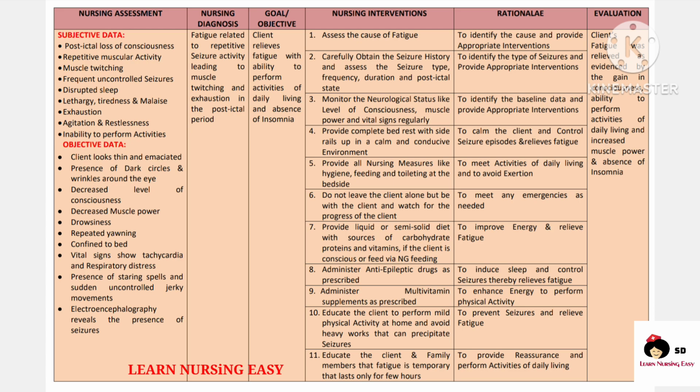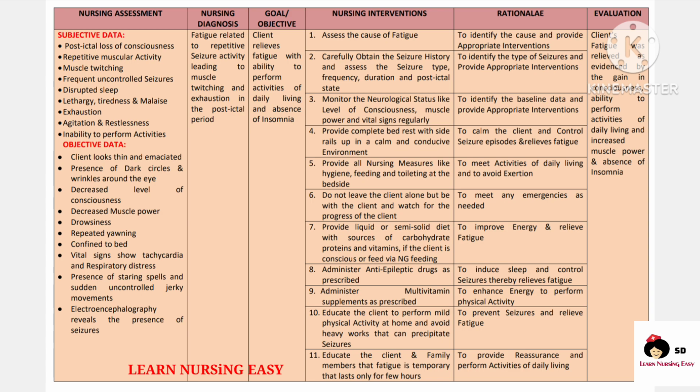And we have to provide complete bed rest in a calm, conducive environment, so this will calm the client, control seizure episodes and also relieve fatigue. All nursing measures should be done at the bedside of the patient, so this will meet activities of daily living and avoid exertion. Do not leave the client alone, but be with the client and watch for prognosis. So this will help to identify any emergencies and meet them. Provide a liquid or semi-solid diet with sources of carbohydrate and vitamins when the patient is conscious. If the patient is not conscious, then we have to feed by NG feeding. So this will improve energy and relieve fatigue.